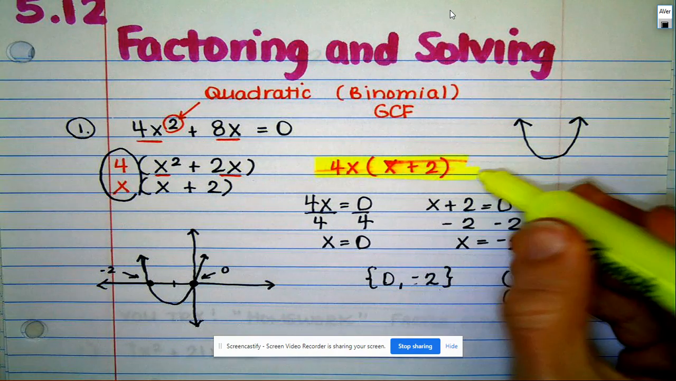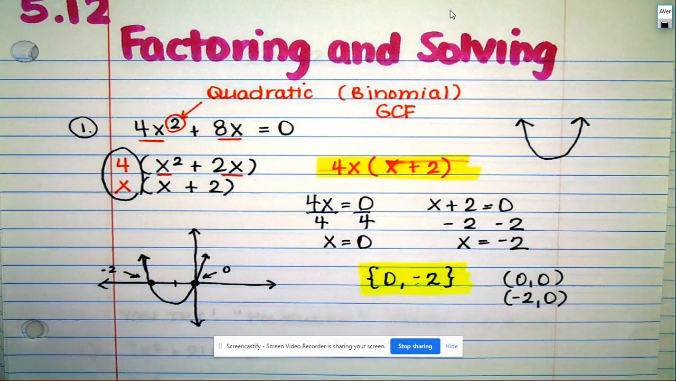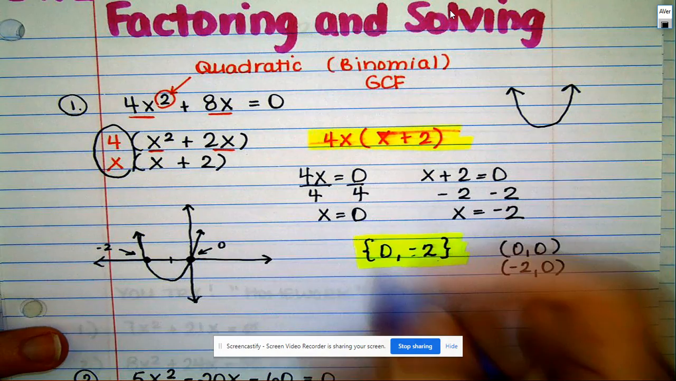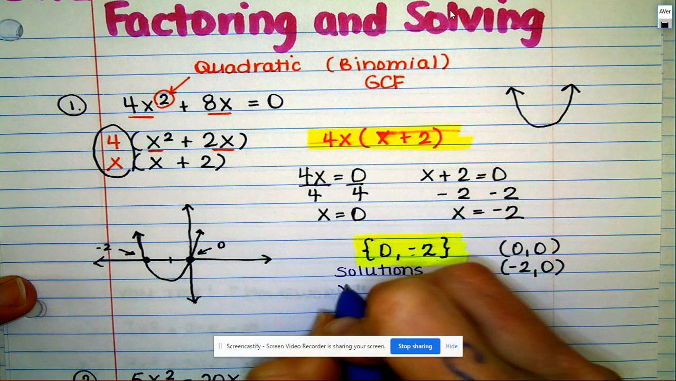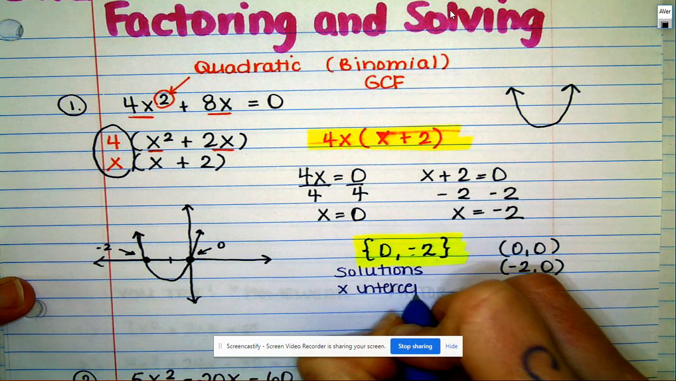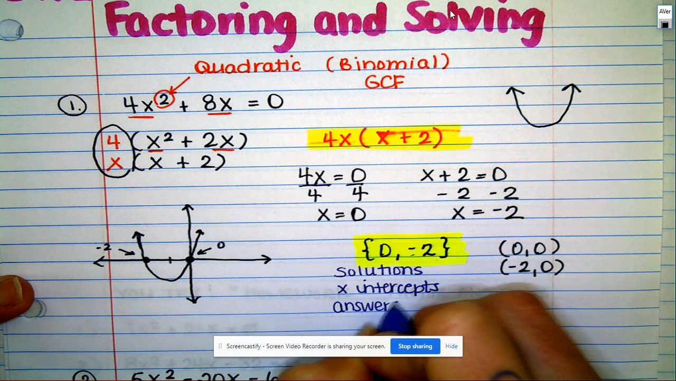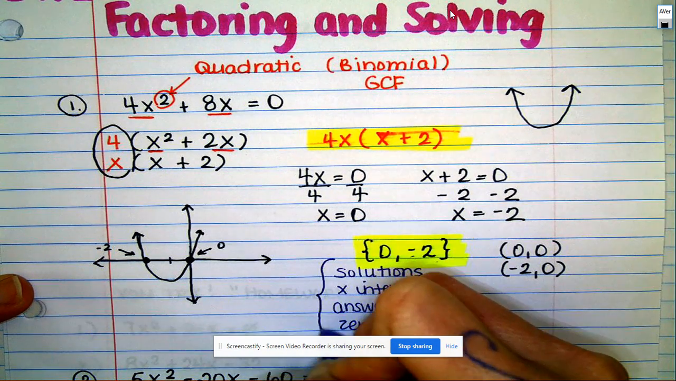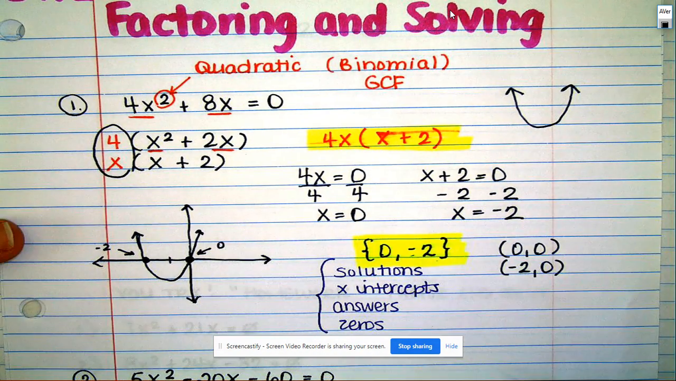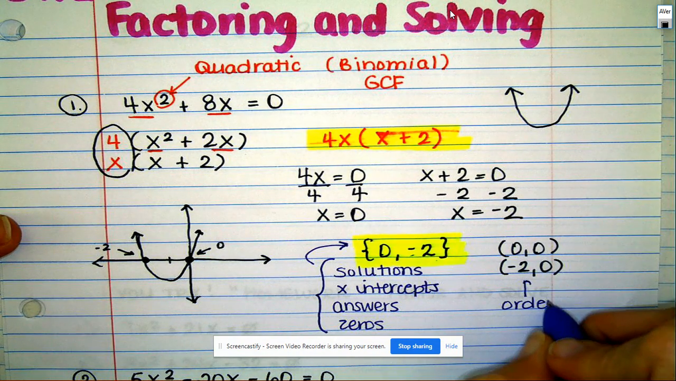This is our factor. These are our solutions, also known as x-intercepts, also known as answers, or zeros. So all 4 of these words are asking for this. And this is the same thing as just written in ordered pairs.